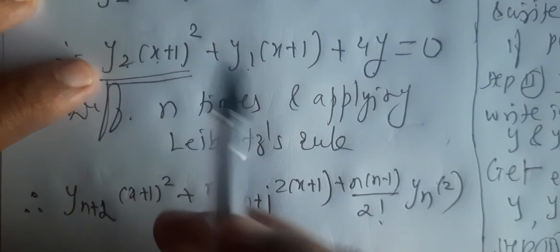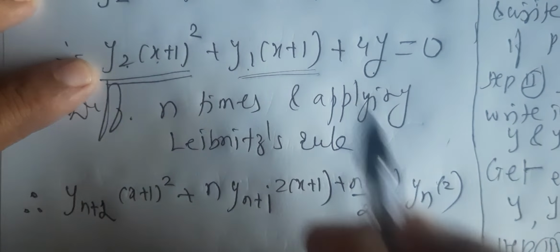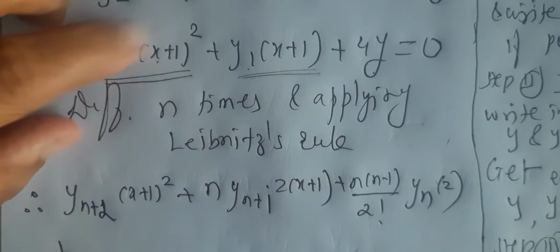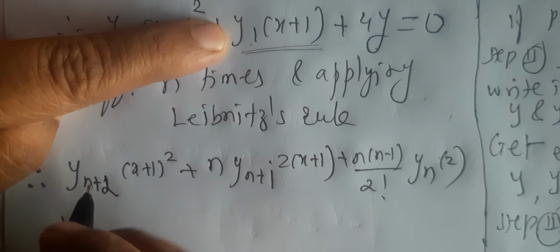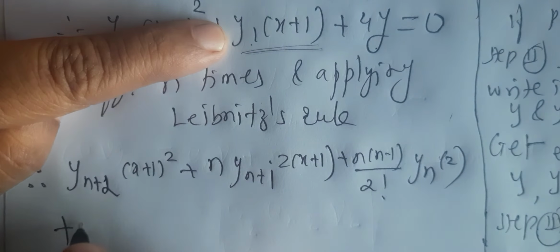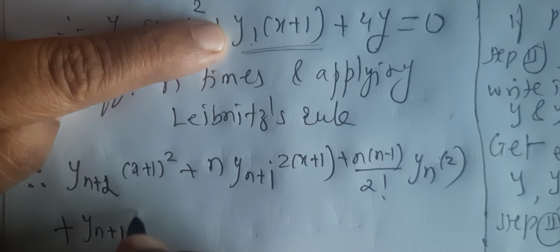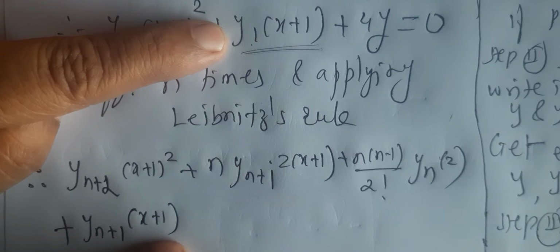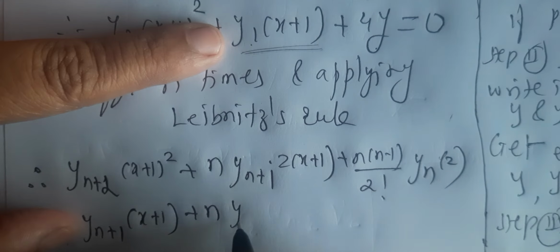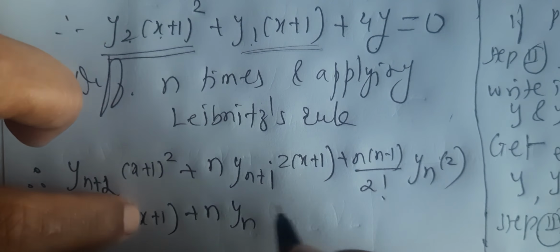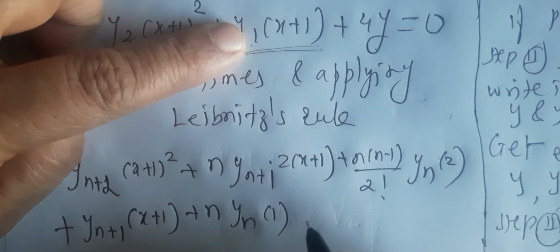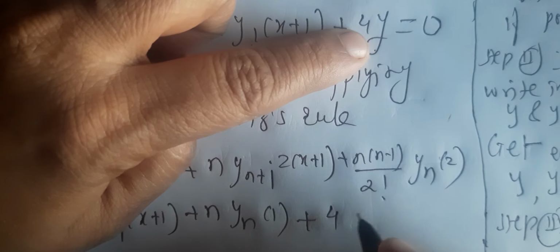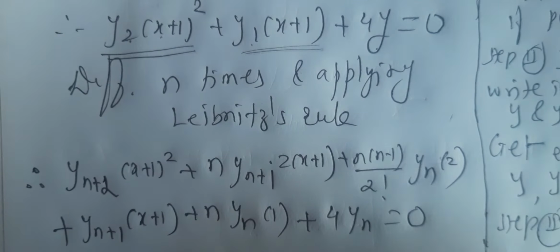Nth derivative of first term, same way you can go for second and see what you will have. y1 into x plus 1, y1 differentiating n times, so it is y(n+1), v as it is, same way. Next is n into this derivative 1 less, that is yn, this derivative is again 1. This is over. The last term we are differentiating n times, so it is yn.